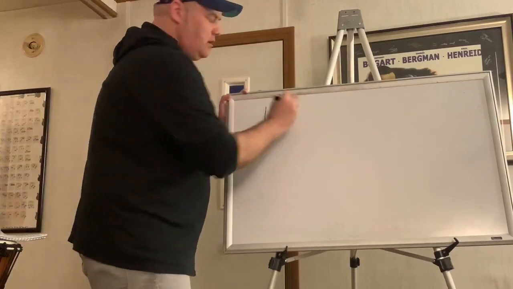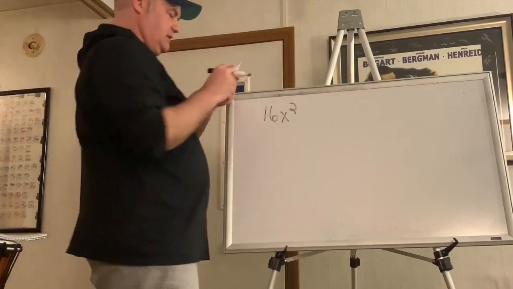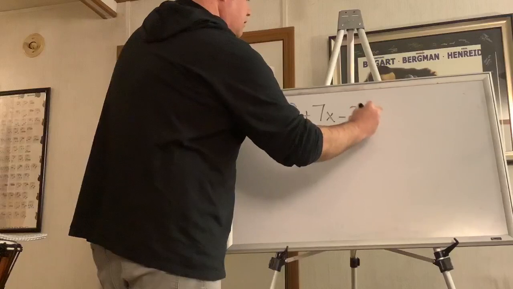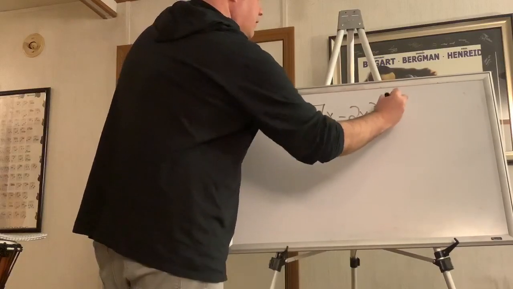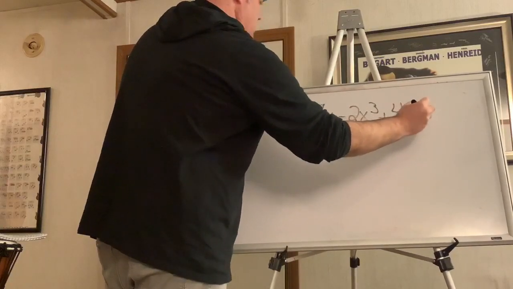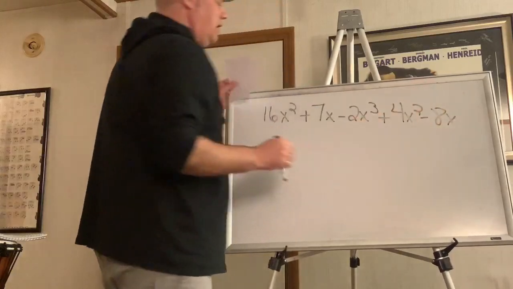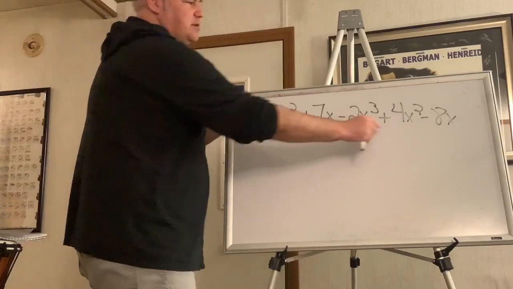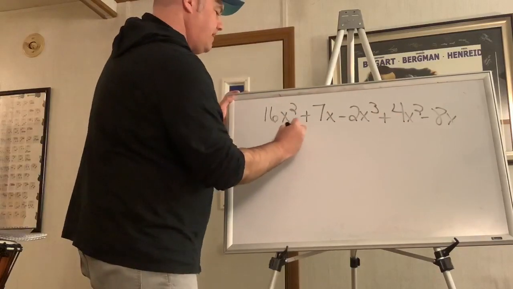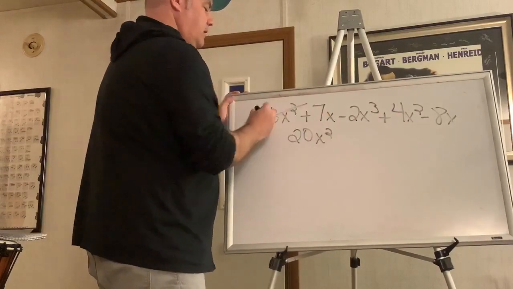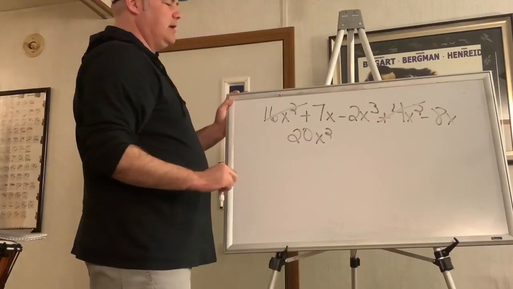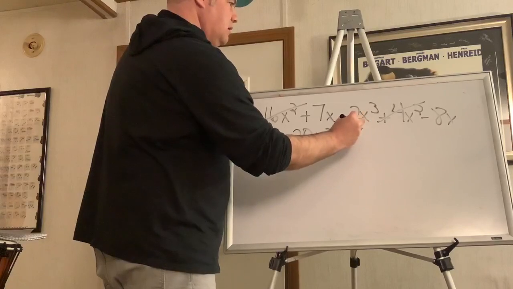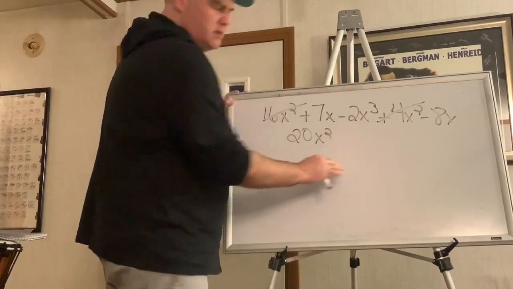16x squared plus 7x minus 2x cubed plus 4x squared minus 8x. Okay, so let's go through and see which ones we combine. I can combine 16x squared and 4x squared. Okay, and I can combine 7x minus 2x, which is 5x. Oh, sorry. It's the 8x.